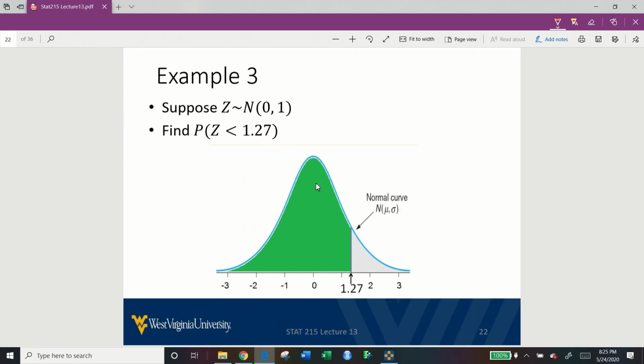So let's take a look at a third example. So suppose we are dealing with a standard normal distribution. So we let Z belong to the normal distribution with 0 as our mean and 1 as our standard deviation. And now we would like to find the probability that Z is less than 1.27.